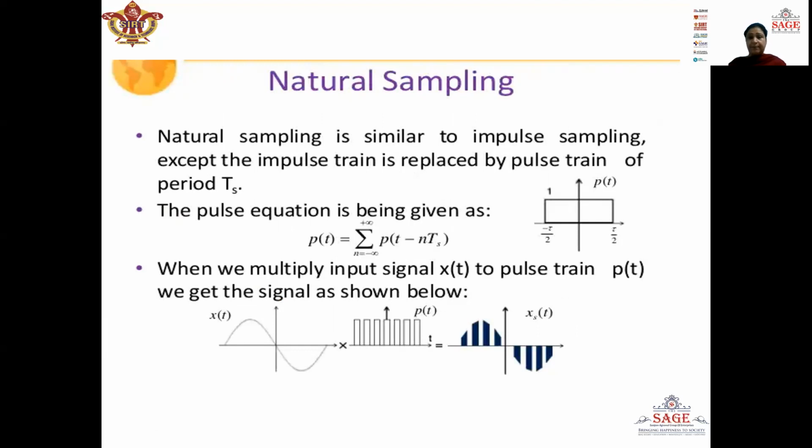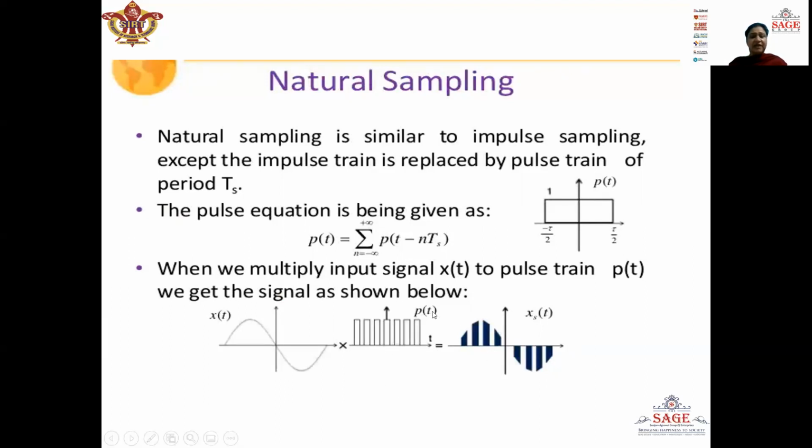Now, natural sampling. Natural sampling is similar to impulse sampling, but the difference is that here the impulse train is replaced by a pulse train of period Ts. Now, we can see in this figure that we have a message signal x(t), which is multiplied by a train of pulses. So here we get a periodic signal which consists of a train of pulses located at an interval of Ts. After getting the product of these two signals, we get pulses, but here the amplitude of the pulses varies according to the message signal, and this gives rise to the natural sampled signal.